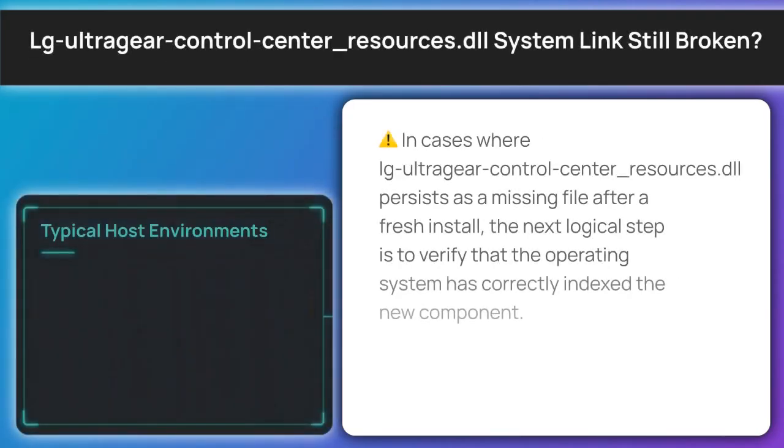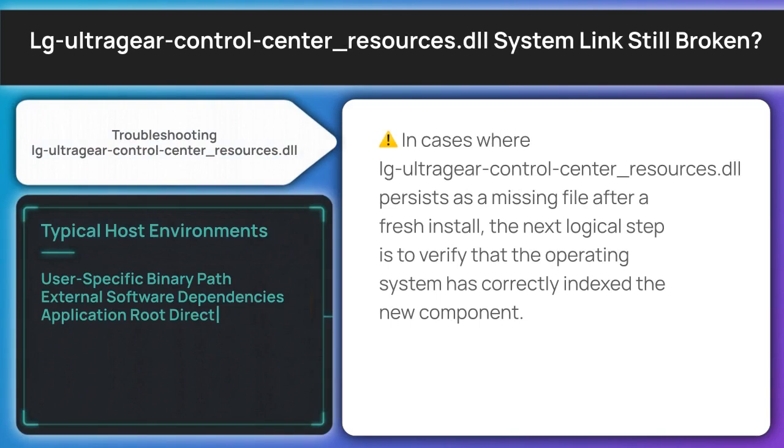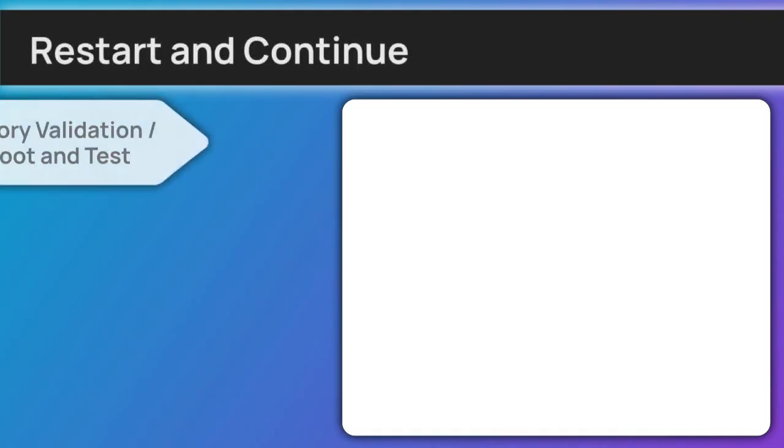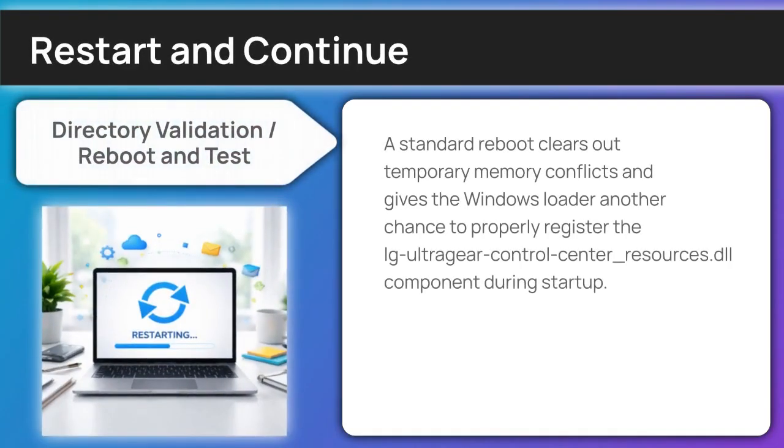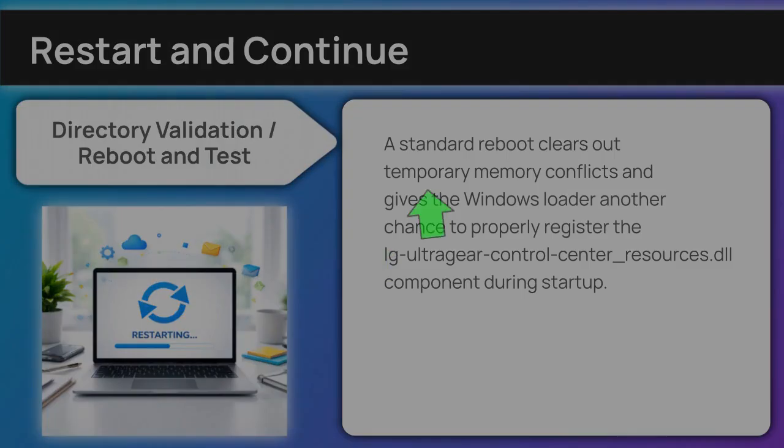Should the file remain missing after a reinstall, we need to ensure that the operating system is forced to re-index its shared library paths. Performing a restart can determine if the error is just a transient environment glitch. A reboot refreshes your system's path variables and can sometimes re-establish a broken link to the Lg-Ultragear-Control-Center Resources file.